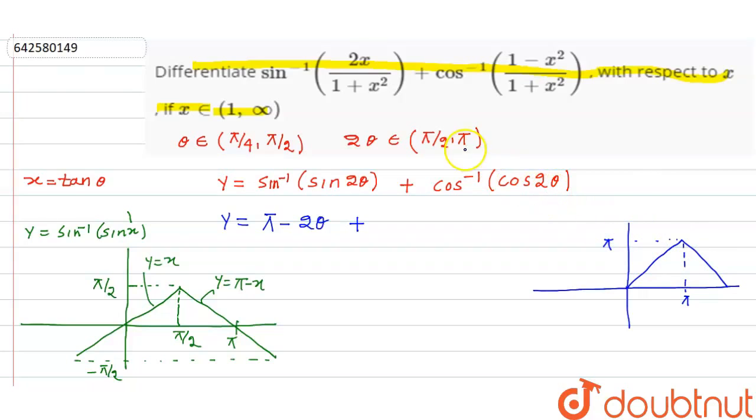Now in the interval pi by 2 to pi, the graph is y equal to x. So this becomes cos 2 theta itself. So y is equal to cos 2 theta, and the 2 theta will cancel out, and y is equal to pi. Now if we differentiate this function, dy by dx is 0. So this is our answer.